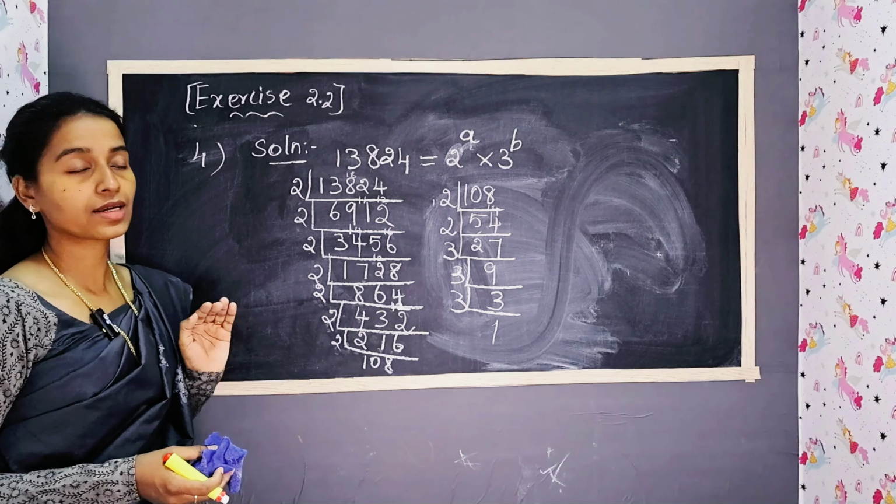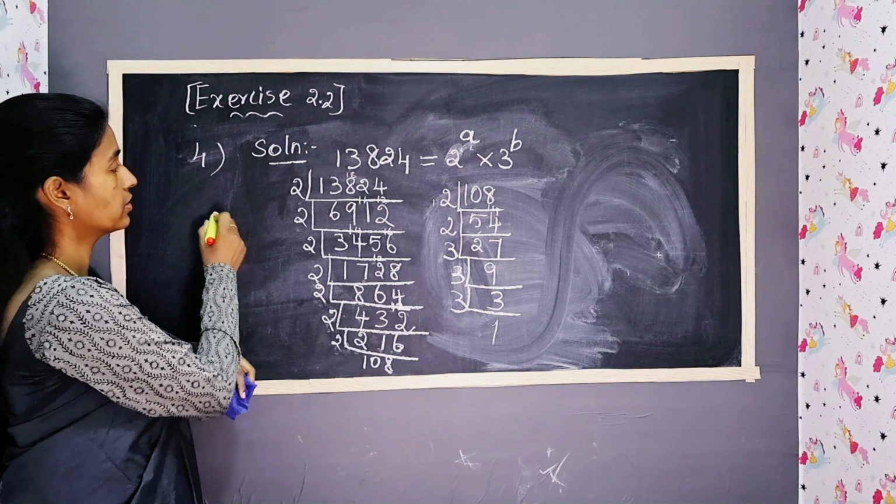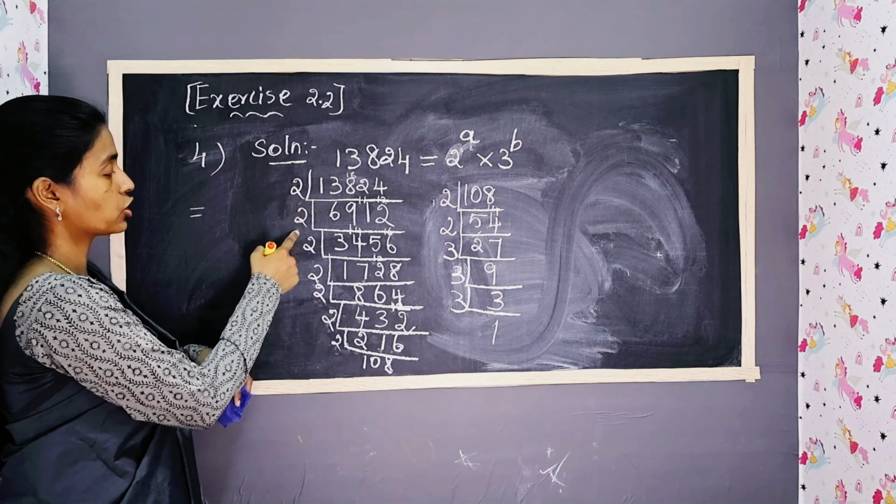So how can I write the answer? I can write 2 power 9, right? 9 times 2 is appearing. 1, 2, 3, 4, 5, 6, 7, 8, 9. So 2 power 9 into, 3 is appearing 3 times. So I can write 3 power 3, right? Shall I write like this? Yes. Why? Because the number 2 is appearing 9 times, so I can write 2 power 9. If I'm taking 3, 3 is appearing 3 times, so I can write like 3 power 3.